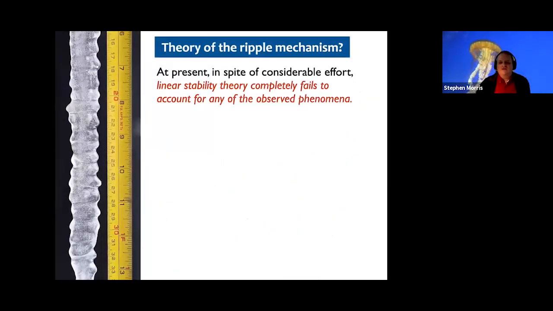So I could summarize the situation by saying, at present, in spite of considerable effort, the linear stability theory of impure icicle ripples fails completely to account for any of the observed phenomena. So that's my conclusion.